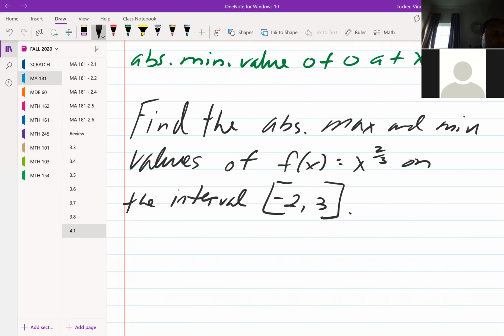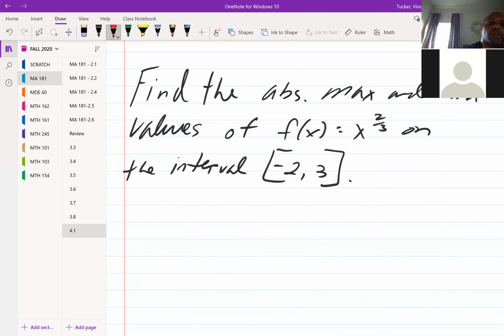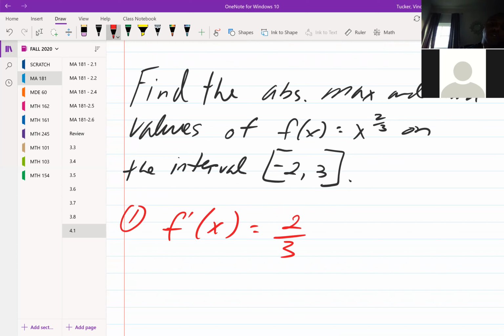All right, I want to find the absolute max and absolute min values of f of x equals x to the 2/3 power on the interval of -2, 3. So first, I want to find a critical point. You need to find a derivative of f of x. So you bring down your 2/3 and subtract 1 from that 2/3. So that'd be 2/3 x to the -1/3 power, because that 1, of course, is 3/3.